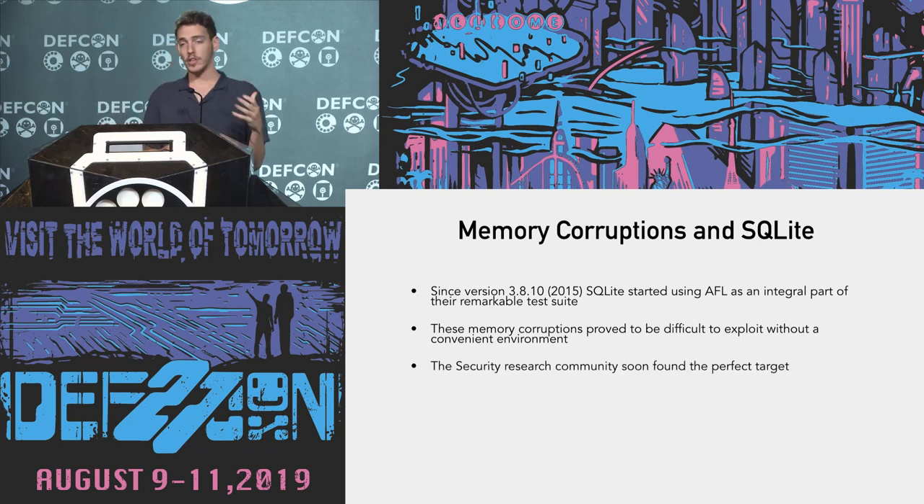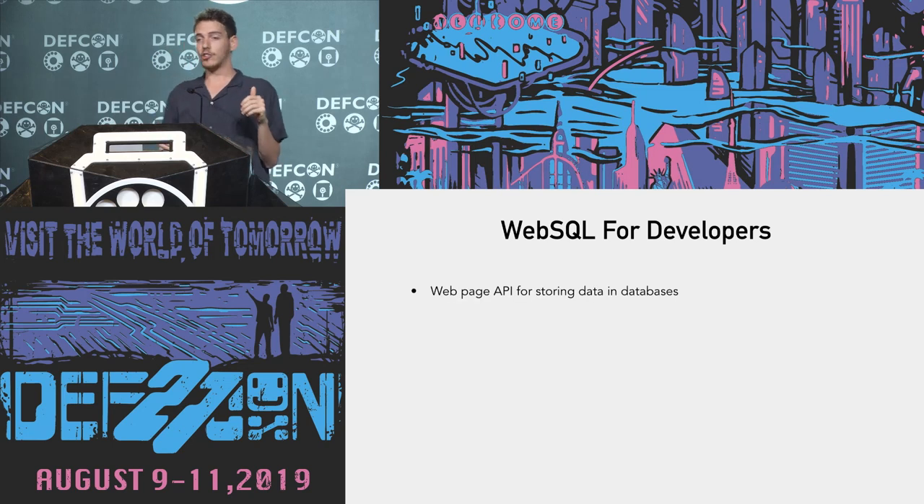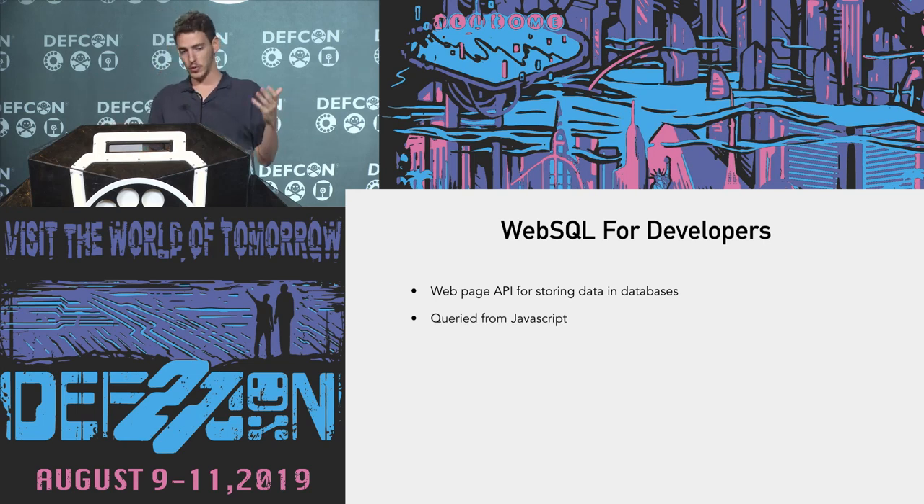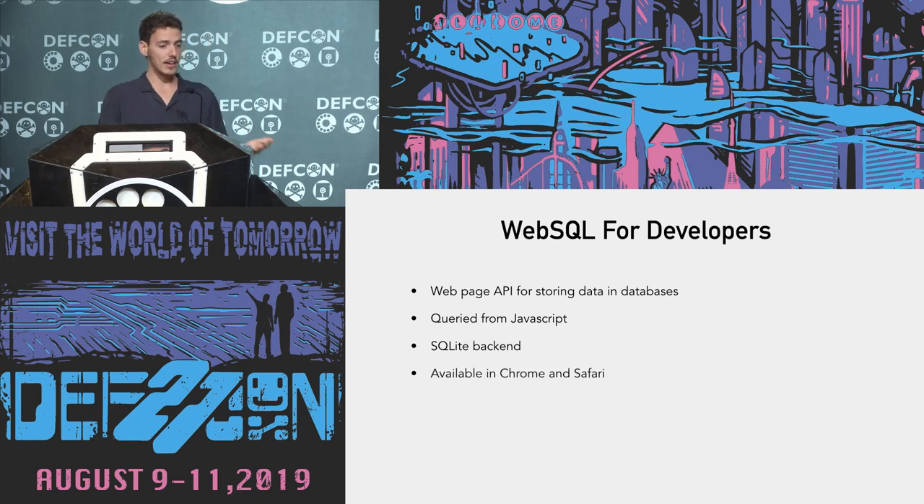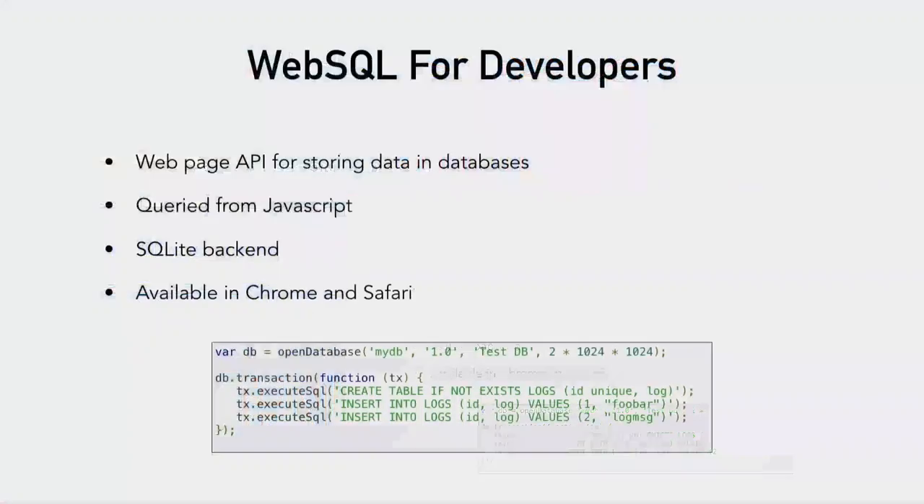But the security research community soon found the perfect target, and it was WebSQL. So WebSQL is essentially a web page API for storing data in databases. It is queried from JavaScript using SQL, and it has an SQLite backend, and it is available in Chrome and Safari.